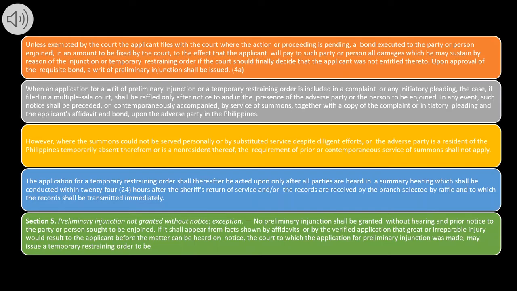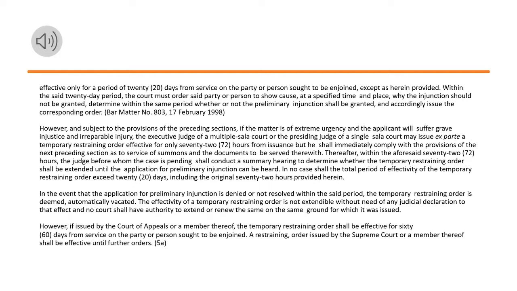Section 5. Preliminary injunction not granted without notice, exception. No preliminary injunction shall be granted without hearing and prior notice to the party or person sought to be enjoined. If it shall appear from facts shown by affidavits or by the verified application that great or irreparable injury would result to the applicant before the matter can be heard on notice, the court to which the application for preliminary injunction was made, may issue a temporary restraining order to be effective only for a period of 20 days from service on the party or person sought to be enjoined, except as herein provided.